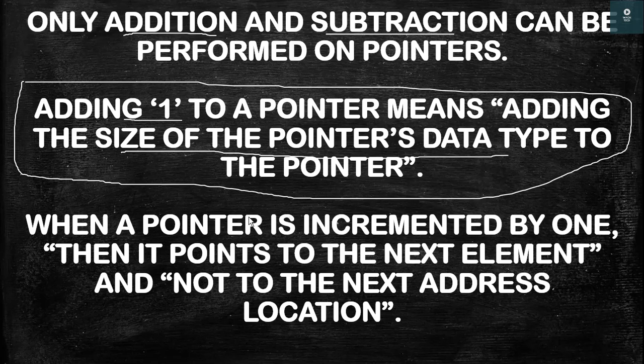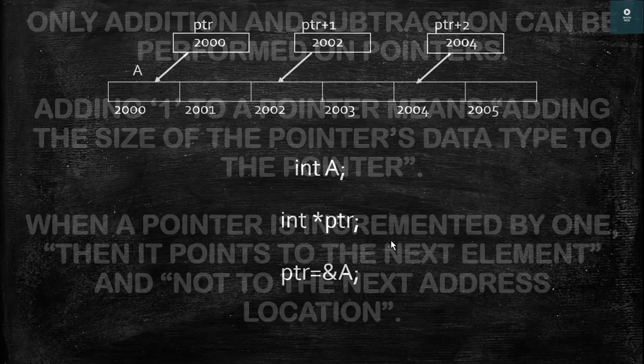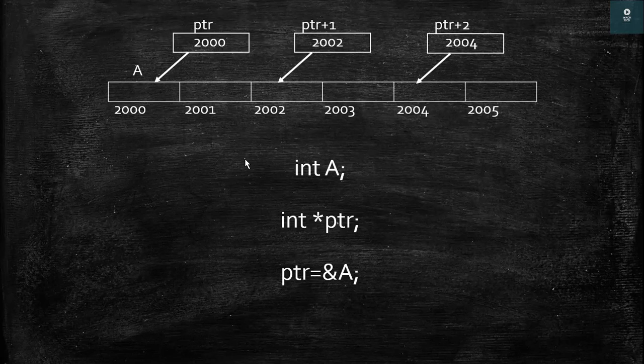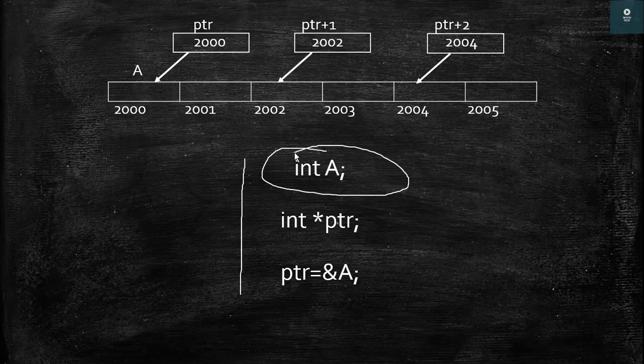And one more thing is, when a pointer is incremented by 1, then it points to the next element and not to the next address location. Okay, so there is difference between element and address location. We'll see this in an example. So here is an example, and we have 3 lines of code only. Okay, in the first line of code we are declaring an integer a. Okay, so after execution of this line, the compiler will allocate a memory to us. Okay, so memory block is allocated for us, and you can see here we have a as the name, and then we have 2000 as the address for this a.